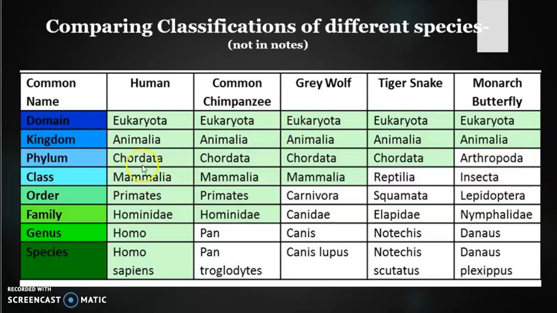And you continue going through all the levels, and you will see that the common chimpanzee is the closest because it is the same all the way through the family level. So the same domain, same kingdom, phylum, class, order, and family. They would be our closest relative compared to the others.